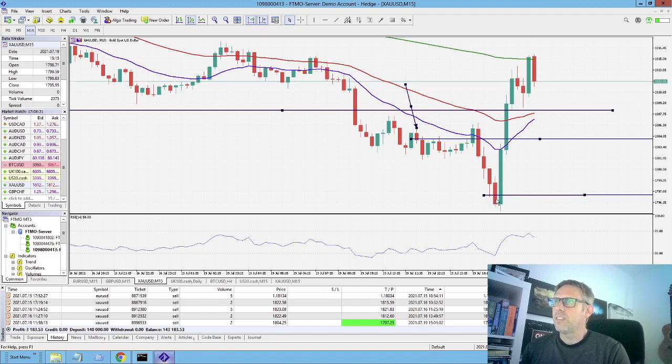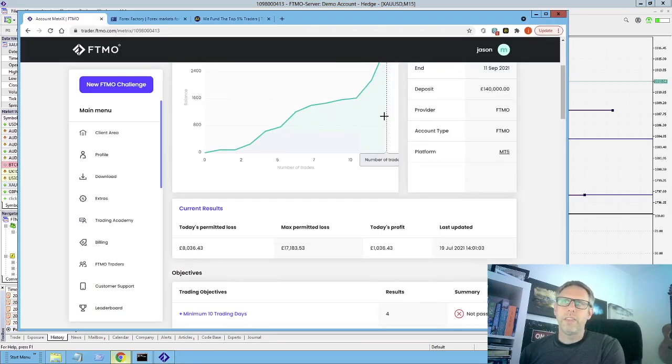And as we can see since then, price has reversed quite aggressively, especially as the US have been coming online from 2:30 UK time. We often see that when they come online, much more volume comes in and often the price can reverse on gold quite considerably. So we can confirm that in the FTMO results.